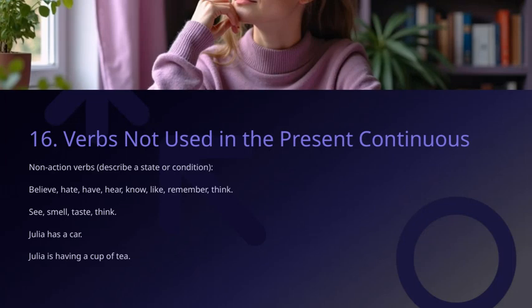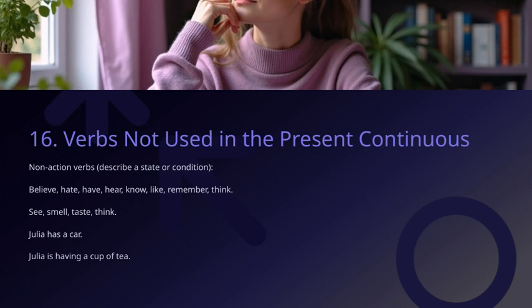Now let's look at some common non-action verbs. For example, Julia is having a cup of tea. Notice that we're not saying Julia is having in the present continuous because have in this context describes a state or possession, not an action in progress. Similarly, Julia has a car, again, a state, not an action happening right now. When we think about our senses, see, smell, taste, we're describing experiences or perceptions which are also non-action verbs. We might say, I see the sky, or I smell coffee. But these aren't actions we're doing at that moment.